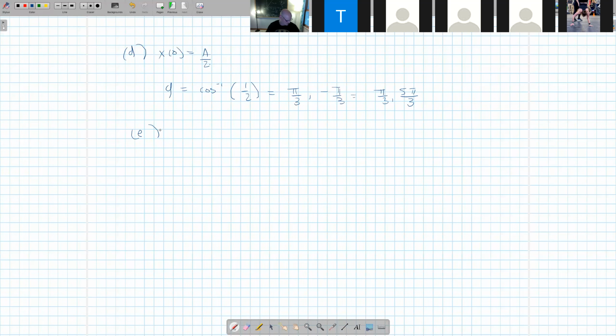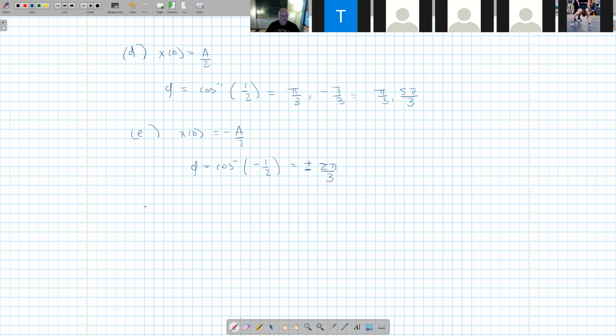Part E, we then have negative a over 2. So we have x of 0 then is equal to negative a over 2. So here we have our phase factor then is going to be the inverse cosine of -1/2. So -1/2, that's going to be equal to plus or minus 2 pi over 3.